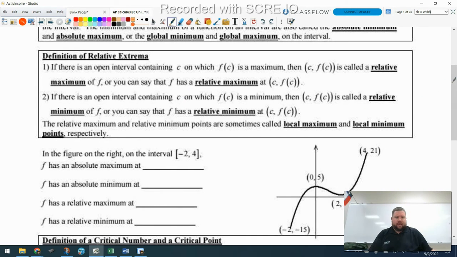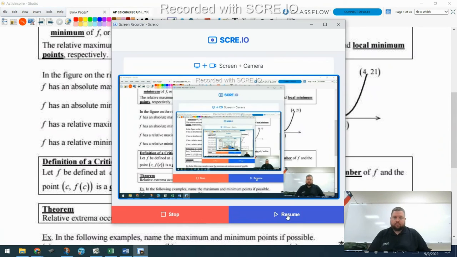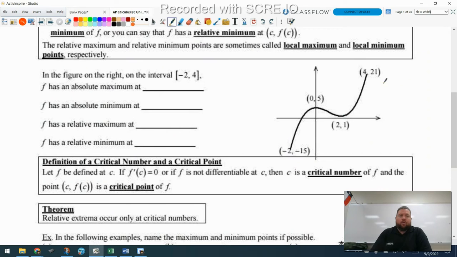All right, so let's look at this graph over here. So in the figure on the right, we have a graph on the interval from -2 to +4. All right, so what that means, it's a closed interval because we have the square bracket. So we have a closed circle on the end here, and we have a closed circle on the end right there. All right, so f has an absolute maximum. So absolute just means the highest point of the whole graph. So I would say the absolute maximum is at x equals 4.